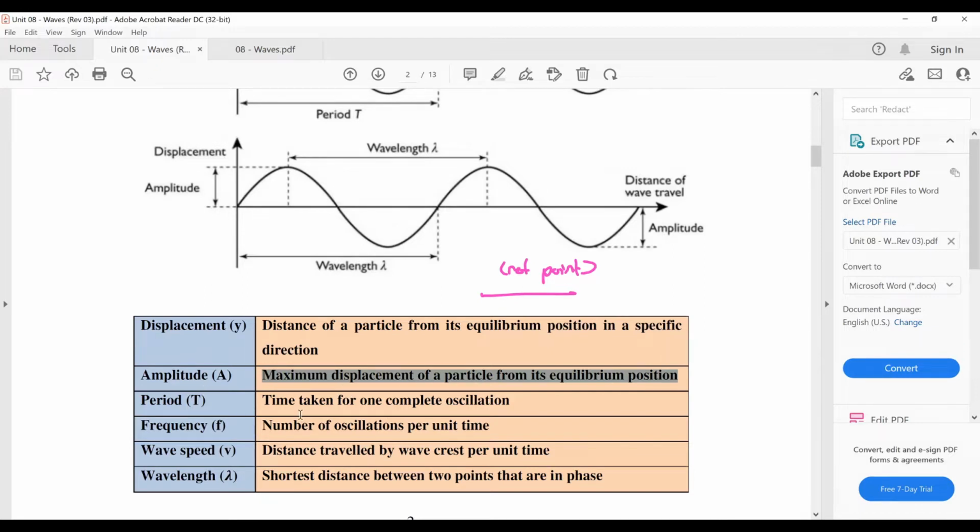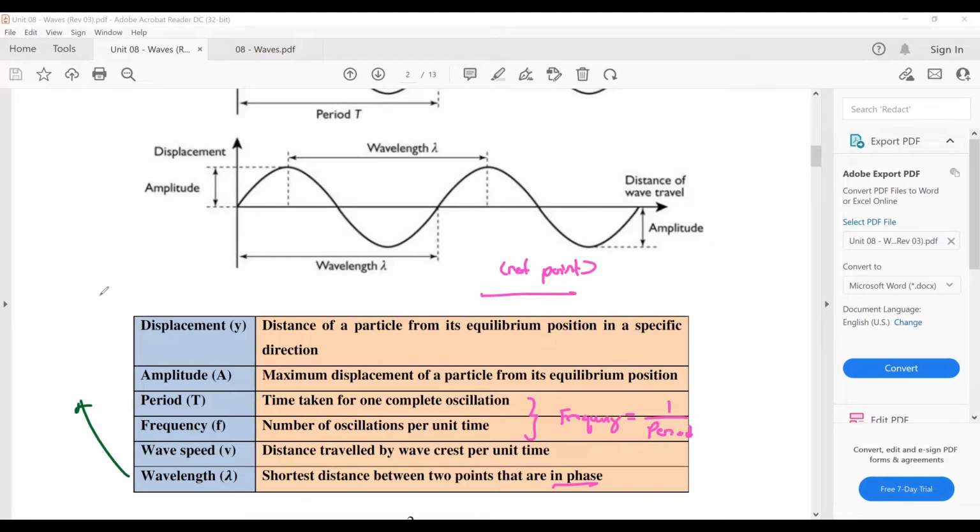Period T is the time taken for one complete oscillation. Frequency f is the number of oscillations per unit time. How these two are related is that frequency is equal to 1 over period. Wave speed v is the distance traveled by a wave crest per unit time. Wavelength lambda is the shortest distance between 2 points that are in phase. If you don't really get the part about being in phase now, don't worry about it.